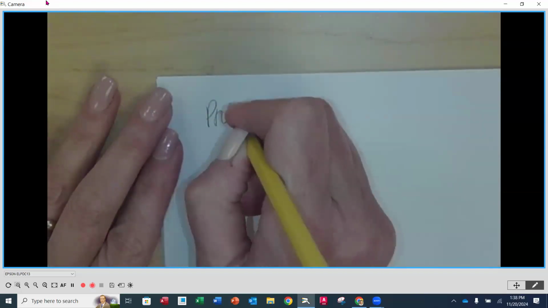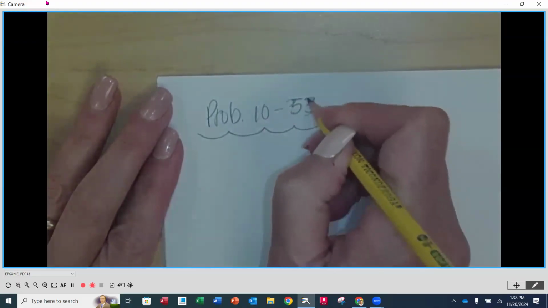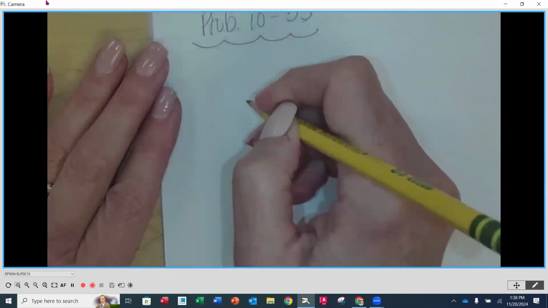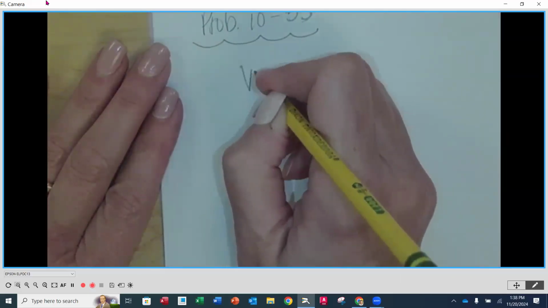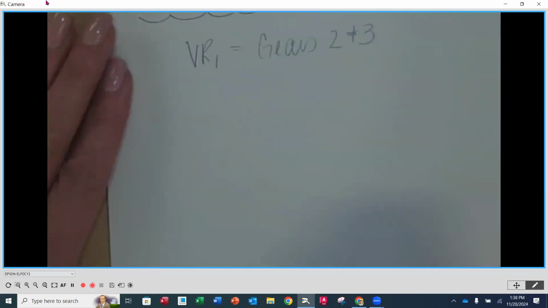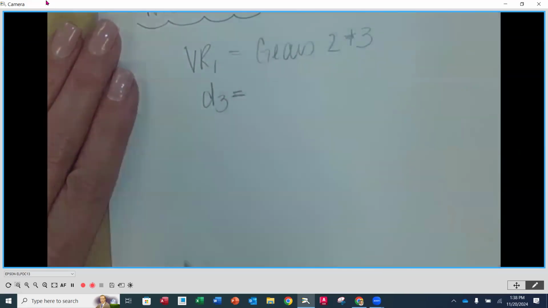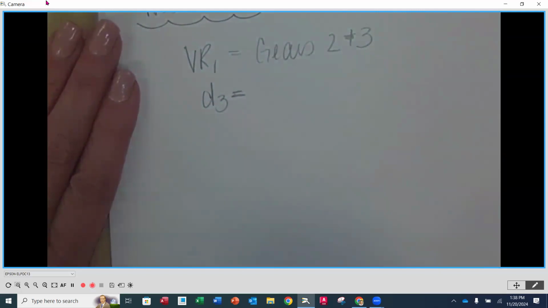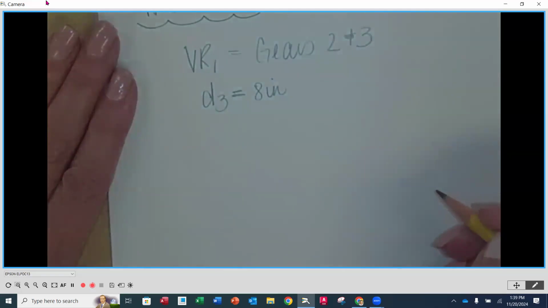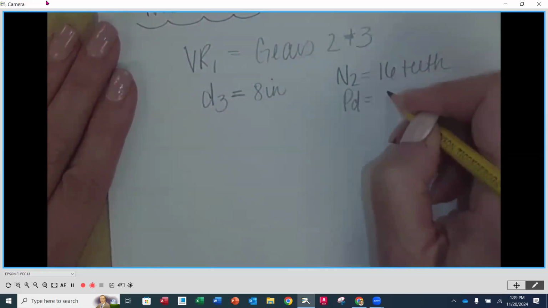So we'll look at this in sets again. So this is going to be problem 1053. Okay. And we're going to look at our first velocity ratio, our first set. So velocity ratio number 1 is going to be gears 2 and 3. Okay, gears 2 and 3. We know that the diameter of gear number 3, already gave it to us in our problem, is going to be 8 inches. Okay. And we know that the number of teeth on gear number 2 is 16 teeth. And that the diametral pitch of that gear is 16.